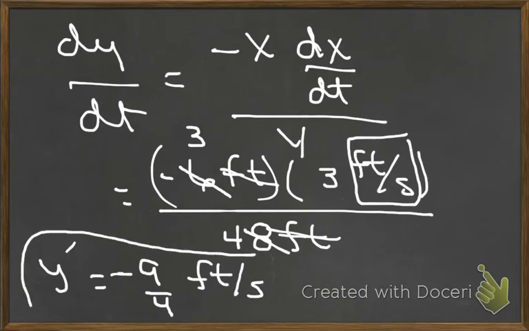And so when I write my solution, I want to make sure that I have the right sign, because that means that the ladder is falling down the wall, and I want to make sure that I have the correct units for the problem as well to get full credit.